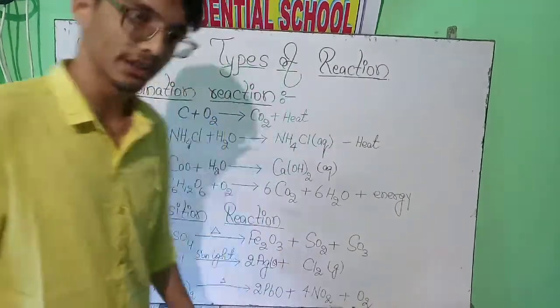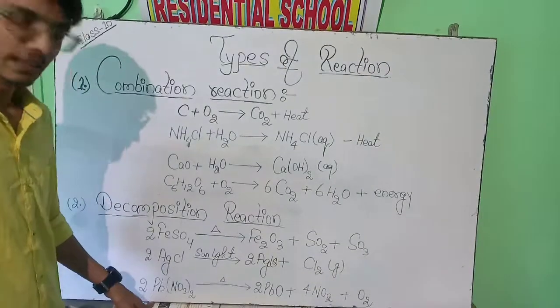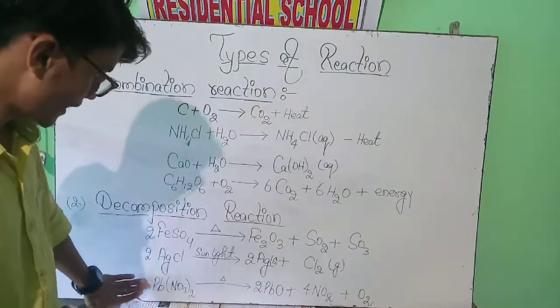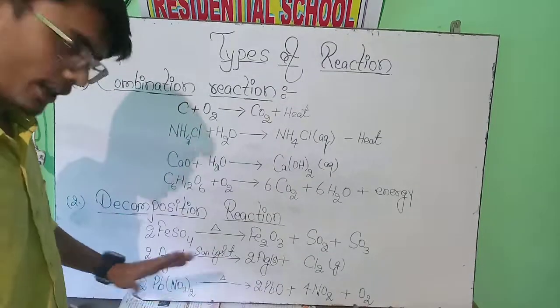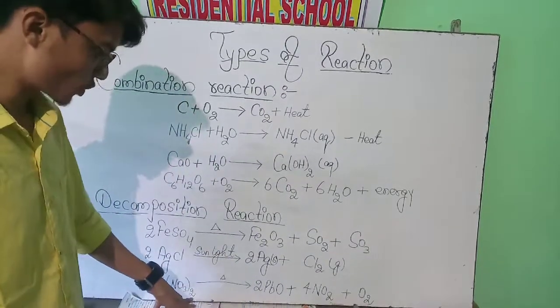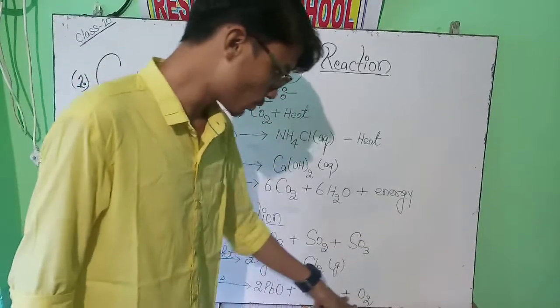The next one is PbNO3. When we heat PbNO3, it breaks down into PbO, NO2 plus oxygen. We will see how we can balance this reaction. If we do not write any coefficients, the simple equation is PbNO3 whole twice gives PbO plus NO2 plus O2.